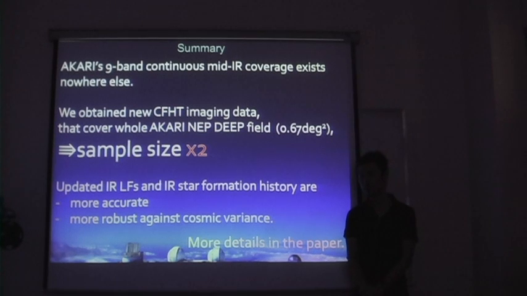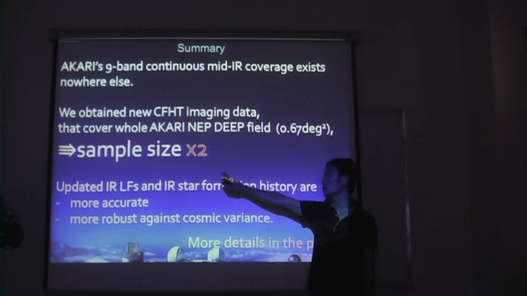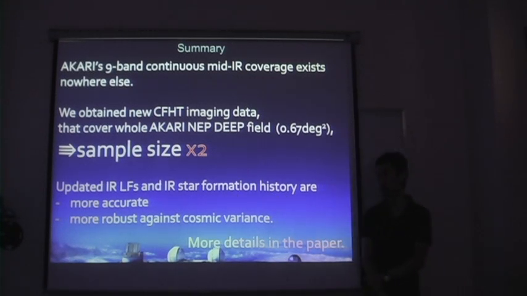I'll wrap up here. AKARI's 9-band continuous mid-infrared coverage exists nowhere else. And we obtained the new CFHT imaging data. This covers the whole AKARI NEP deep field, and as a result, our sample size increased by a factor of 2. And the updated infrared luminosity functions and infrared star formation history are more accurate and more robust against cosmic variance. Please see more details in our paper.